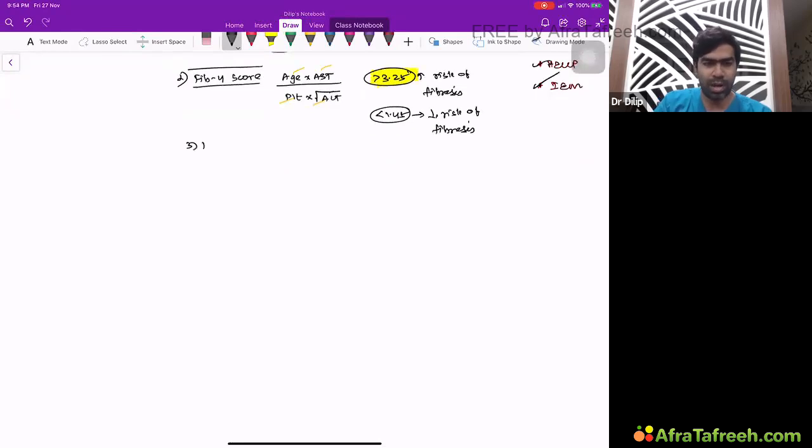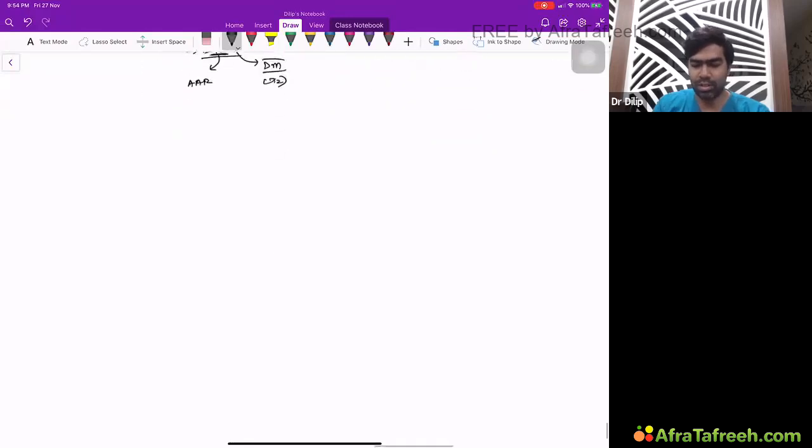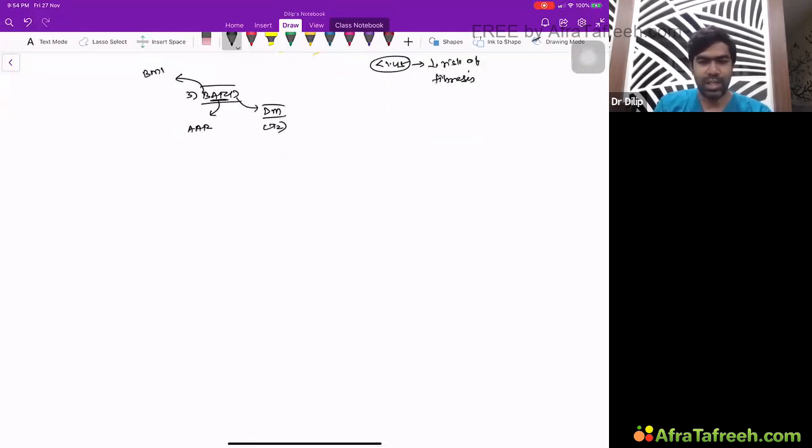Then we have something called the BARD score. BARD is an acronym where B stands for BMI, AR stands for AST-ALT ratio, and D stands for diabetes mellitus, especially type 2, not type 1. So this is the BARD score. Remember, BMI will carry 1 point, the AST-ALT ratio, if it is more than or equal to 0.8, will carry 2 points, and type 2 diabetes will carry 1 point.